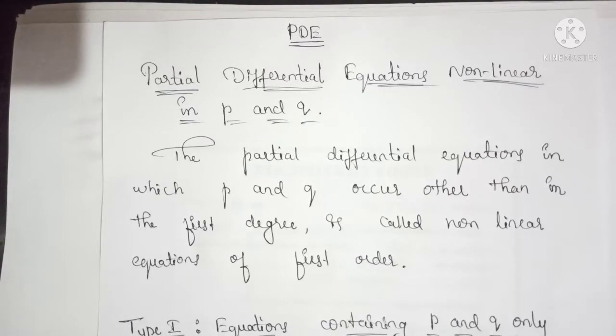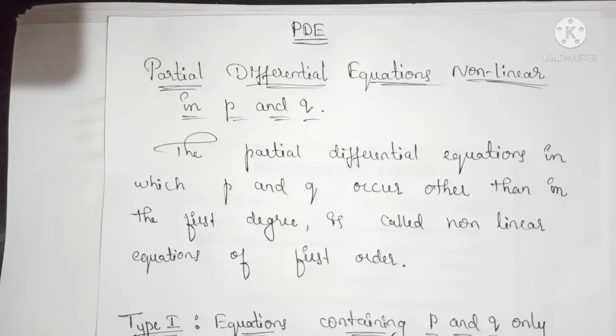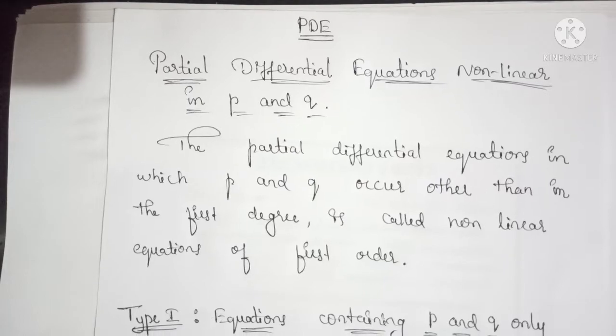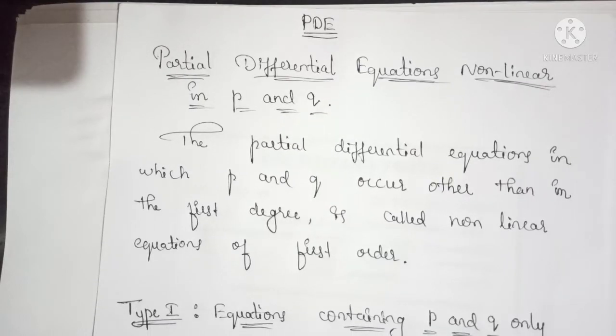The partial differential equations in which P and Q occur other than in the first degree are called the non-linear equations of first order. So it means that in the non-linear PDE, if the degree of P and Q is other than 1, then such a PDE is called a non-linear PDE of first order. If the degree is equal to 1, then that is known as Lagrange's linear PDE, which we have already solved in the last video.